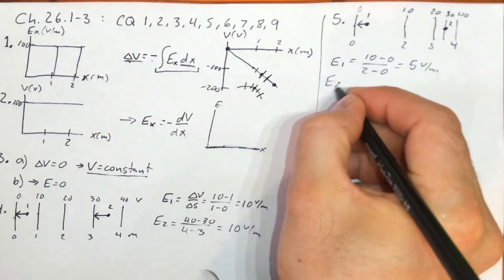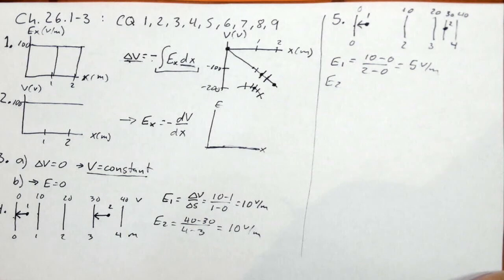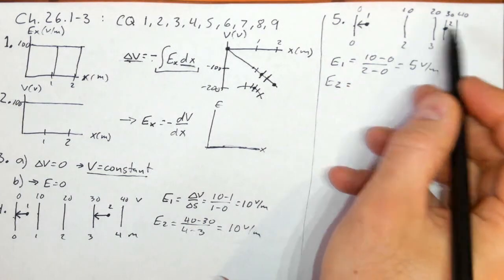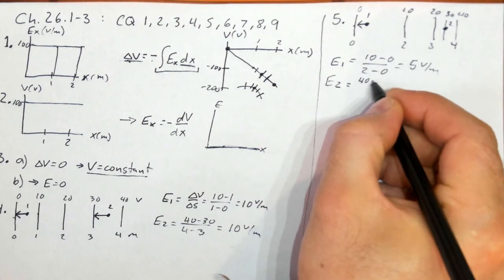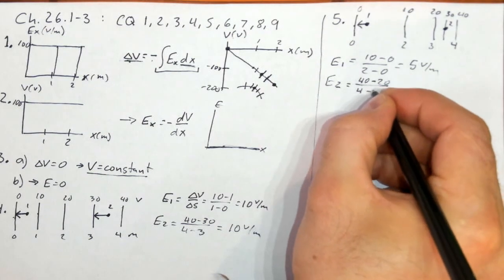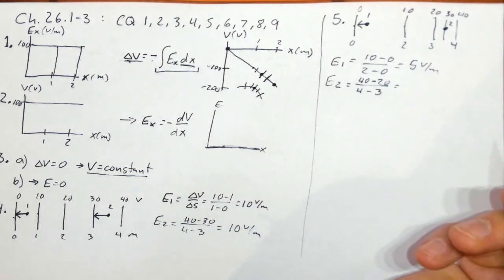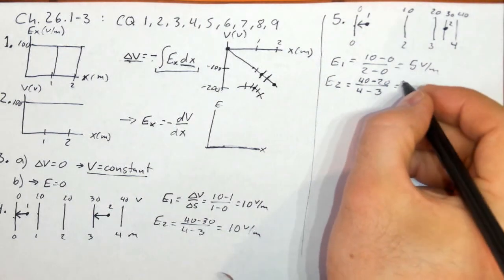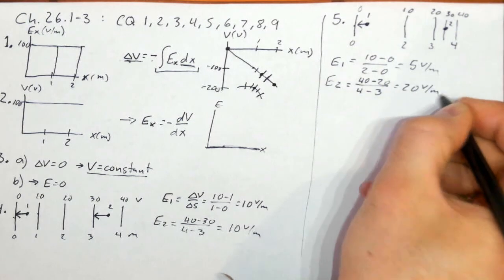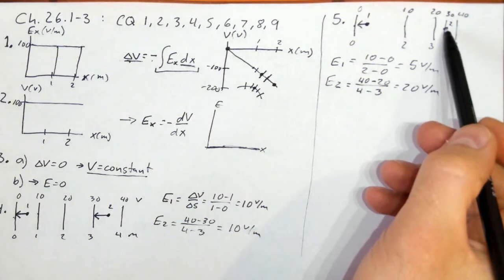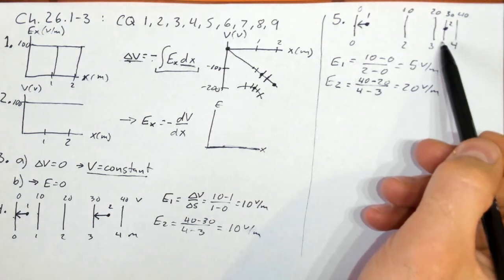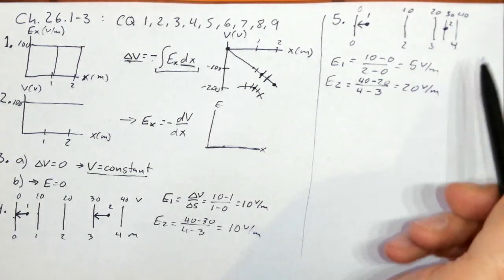What about E2? So to follow the same process, I'm going to go to either side of it. So I can go 40 minus 20 divided by 4 minus 3. Okay? And that's going to give me 20 over 1, or 20 volts per meter. Now, I could have gotten the same answer if I did 30 minus 20 over 3.5 minus 3. I would have gotten the same answer.